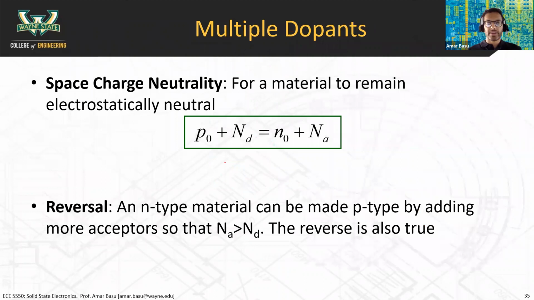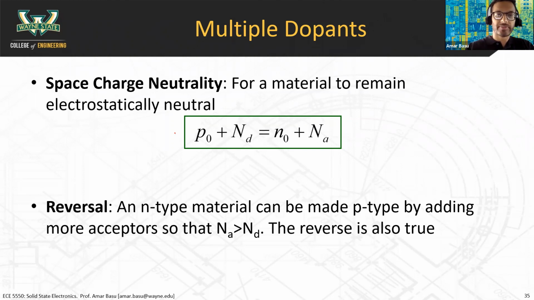Good. All right. So these things that we just reasoned out logically are summarized by this equation here. It's a space charge neutrality equation. You'll be using this equation in one of your homework problems. This basically says that for a material to remain electrostatically neutral, the positive charges have to equal the negative charges. Now, what do we mean by that?